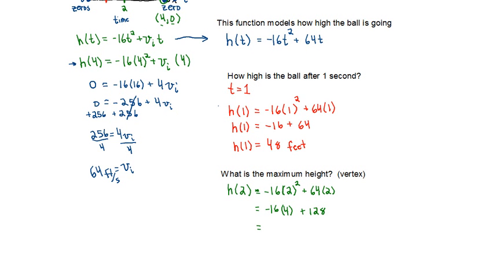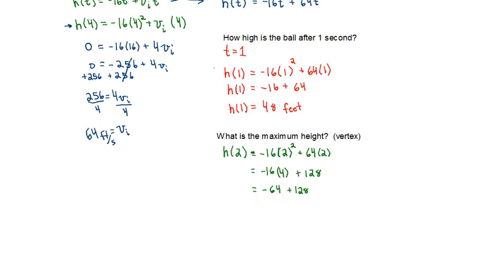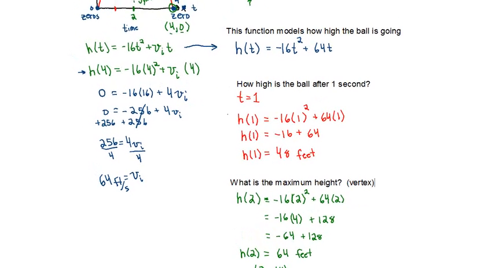16 times 4 is negative 64 plus 128. All right, one last step here. One more addition to do. And so we know h at 2, I'll bring the left side down, equals negative 64 and 128 is positive 64 feet. So this gives us the point x is 2 and y is 64, or in this case time and height. So let's put that on our graph, and we can finally know how high the ball actually went when Nelson threw it last time.